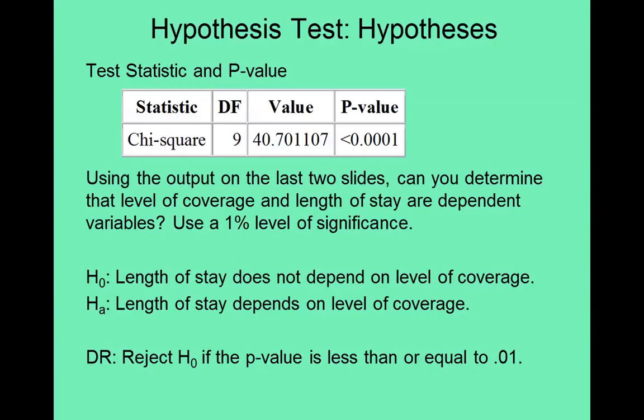The null hypothesis, H sub 0, says length of stay does not depend on, or is independent of, level of coverage. HA says length of stay depends on level of coverage. The decision rule is to reject the null hypothesis H0 if the p-value is less than or equal to 0.01, and that comes from the 1% level of significance.